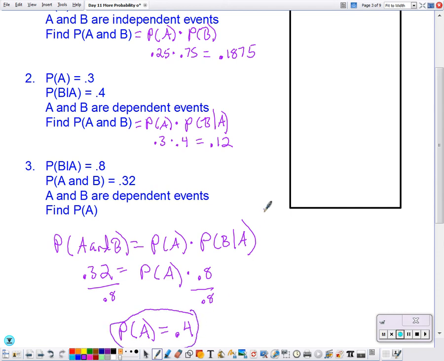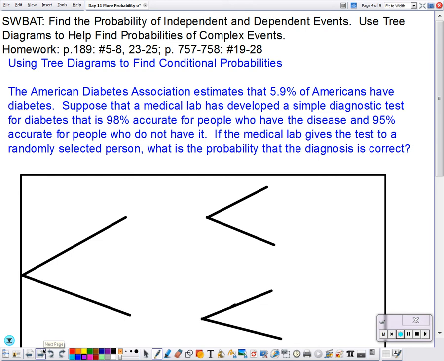All right, let's look at a long problem. The American Diabetes Association estimates that 5.9% of Americans have diabetes. Suppose that a medical lab has developed a simple diagnostic test for diabetes that is 98% accurate for people who have the disease and 95% accurate for people who do not. If the medical lab gives a test to a randomly selected person, what is the probability it is correct? I want to do this problem twice, once using a tree diagram, and then just with the formula.